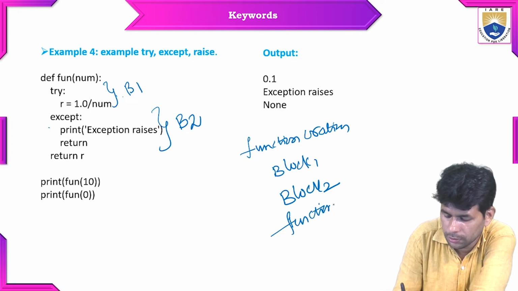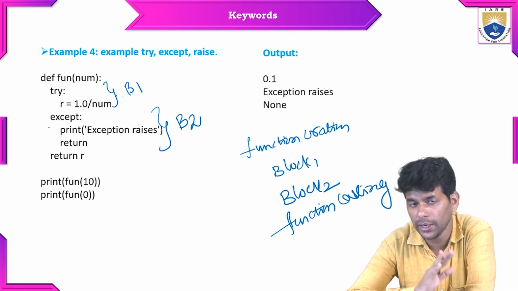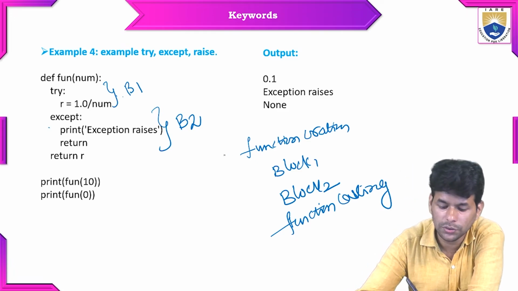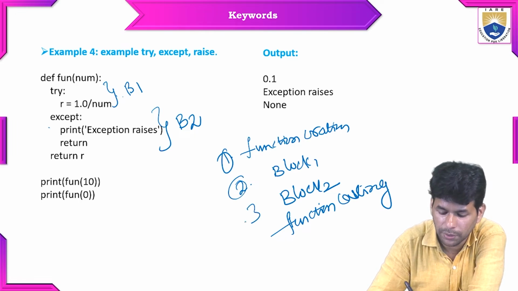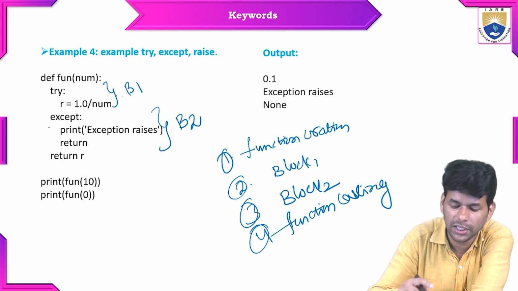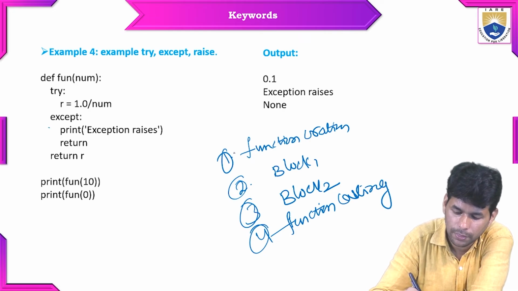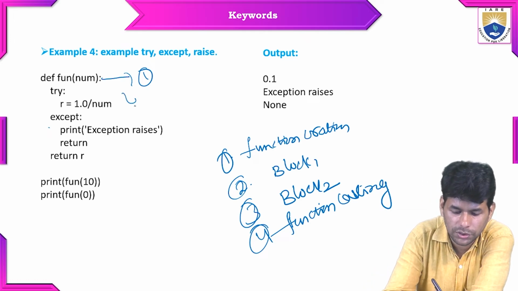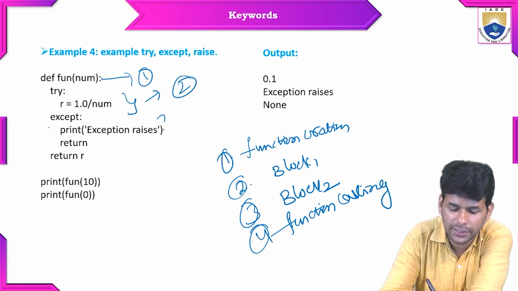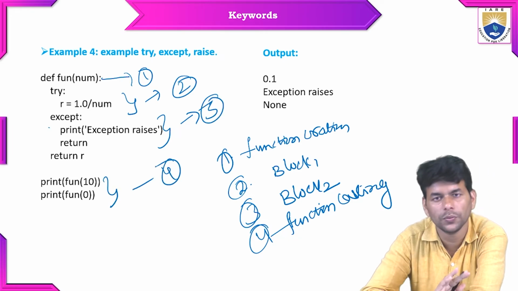So function calling. In my program, I have done 4 steps. The first step is function creation. The next step is block 1. The next step is block 2. The next and last step is function calling. So function creation means this one, the first one. This is about the second one, this is about the third one, and this is about the fourth one.